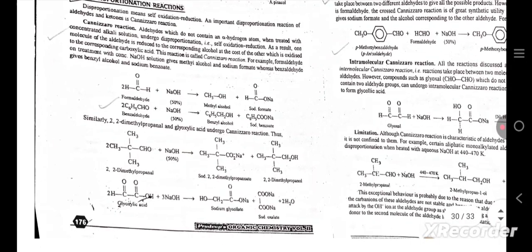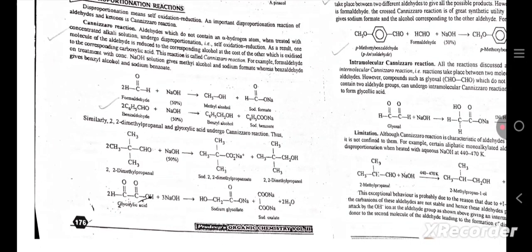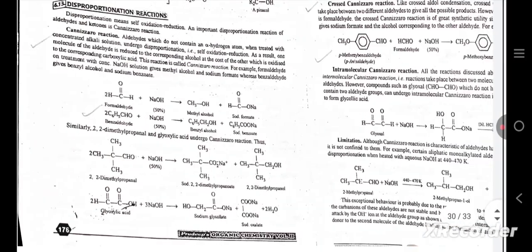Disproportionation means self-oxidation reduction. An important disproportionation reaction of aldehydes and ketones is the Cannizzaro reaction. Aldehydes which do not contain an alpha hydrogen atom, when treated with concentrated alkali solution, undergo disproportionation, self-oxidation reduction. As a result, one molecule of the aldehyde is reduced to the corresponding alcohol at the cost of the other, which is oxidized to the corresponding carboxylic acid. This reaction is called the Cannizzaro reaction. For example, formaldehyde on treatment with concentrated NaOH solution gives methyl alcohol and sodium formate, whereas benzaldehyde gives benzyl alcohol and sodium benzoate.